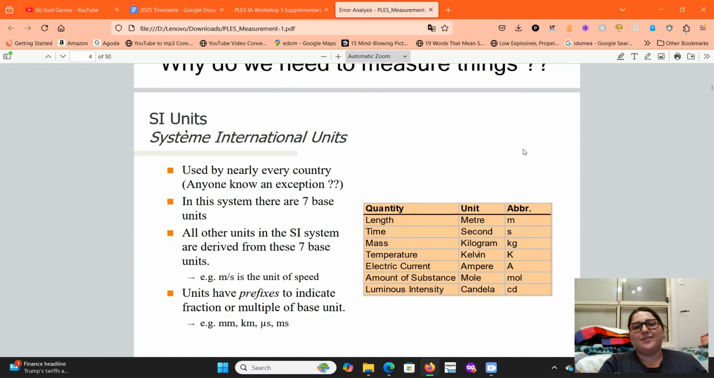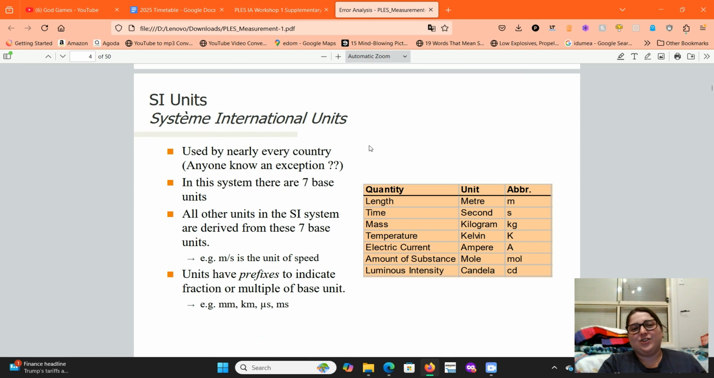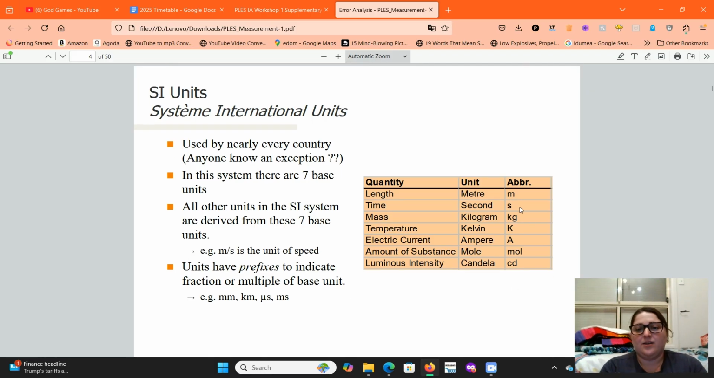I'm sure you already know, when we measure things in physics, we use the standard international units, or système international units, used by nearly every country. The exception would probably be America, because they're still on the imperial system. So, in SI units, there are 7 base units. All other units in the SI system are derived from these 7 base units, or a combination of them, like meters per second is a unit of speed, and units have prefixes to indicate the fraction or multiple of base unit. So this table here, you should know.